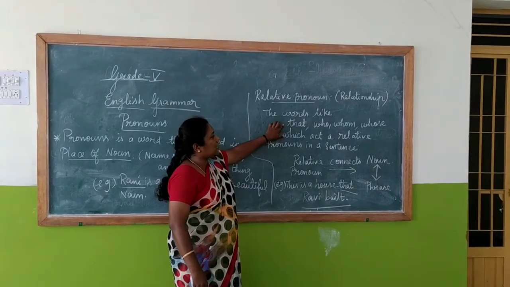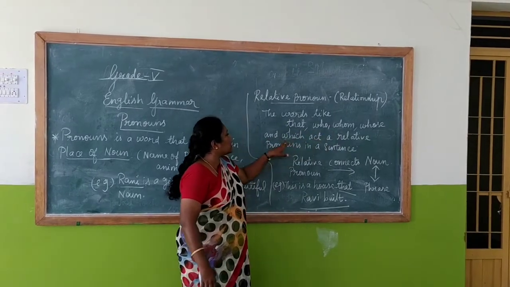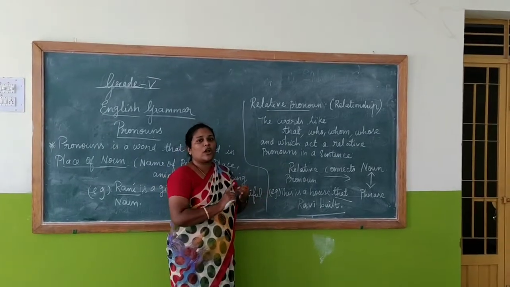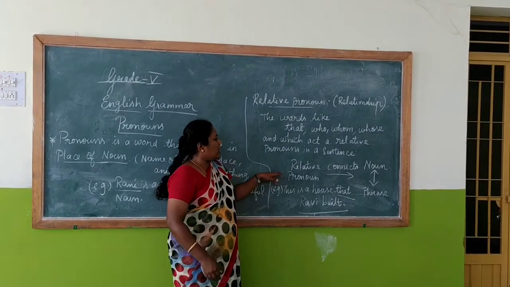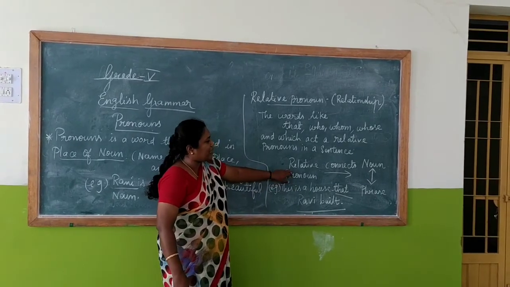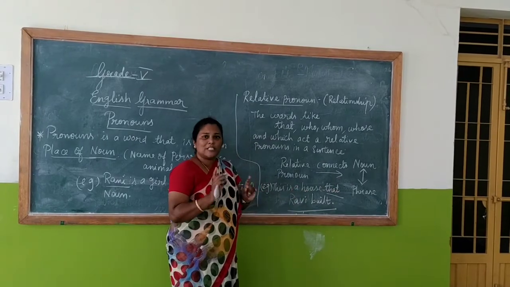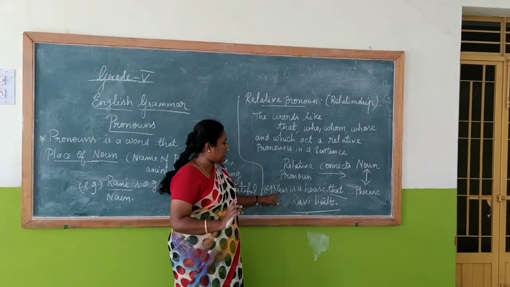See the examples here: words like that, who, whom, whose and which act as relatives in a sentence. These are the words that relate the noun and the phrase, children. So a relative pronoun connects the noun and the phrase in a sentence. Be clear.